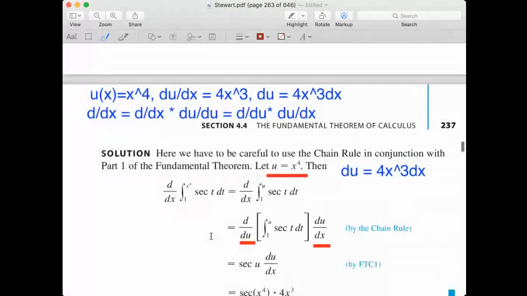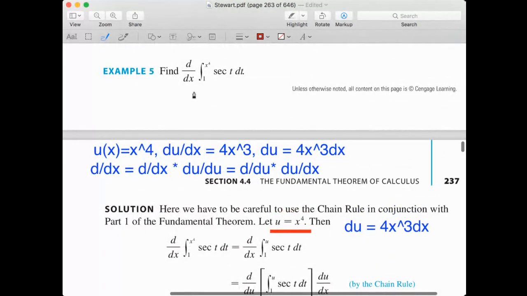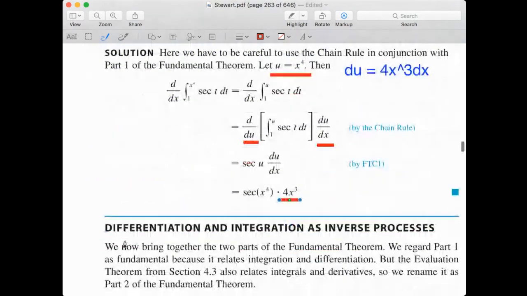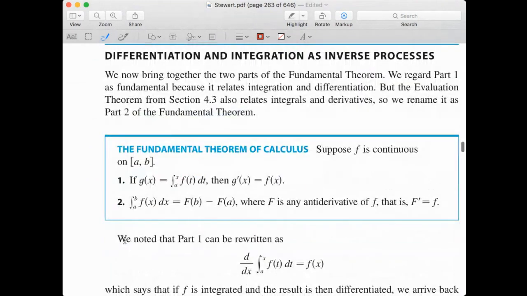All right, any questions for this? It could be very confusing in the very beginning. All right, let's see more examples. So this is the whole fundamental theorem of calculus. It's the first part plus the evaluation theorem, which we know already, because we have been using this for finding definite integrals.